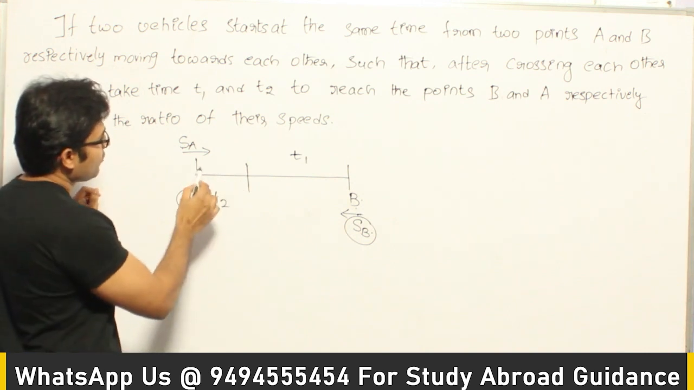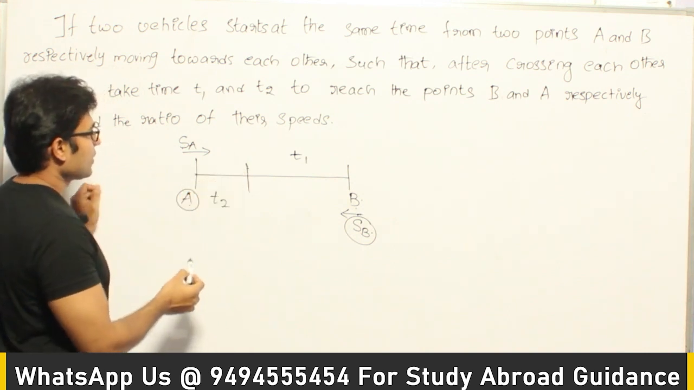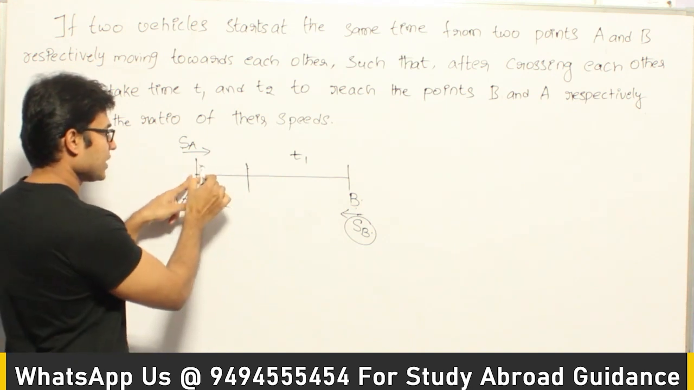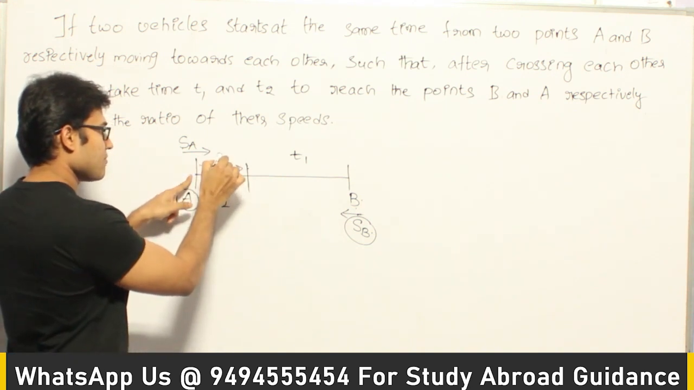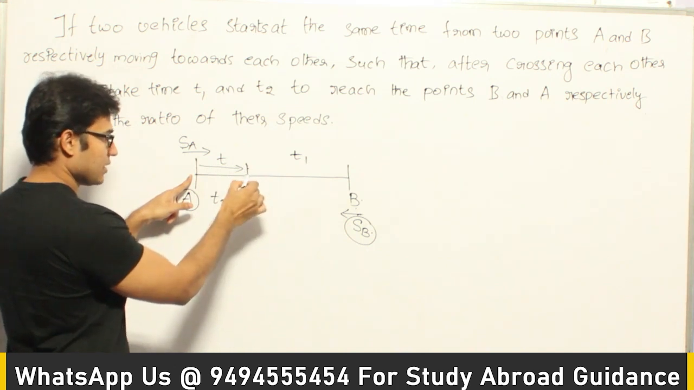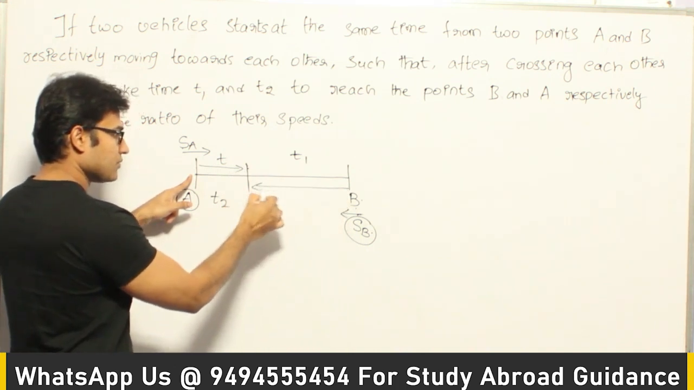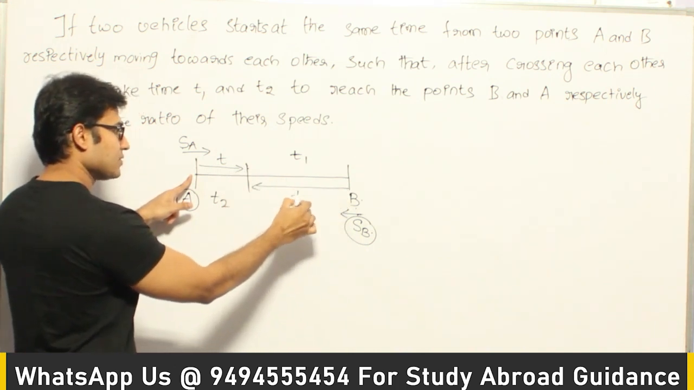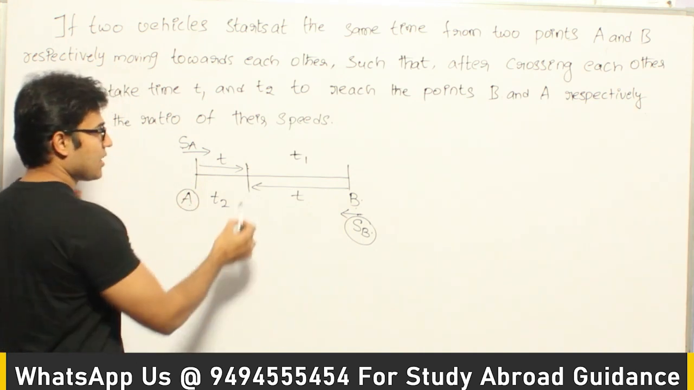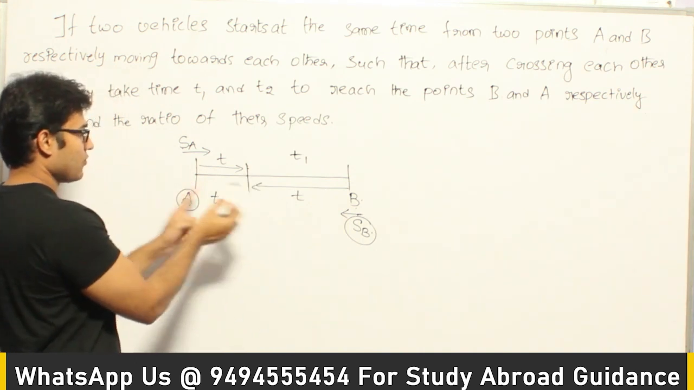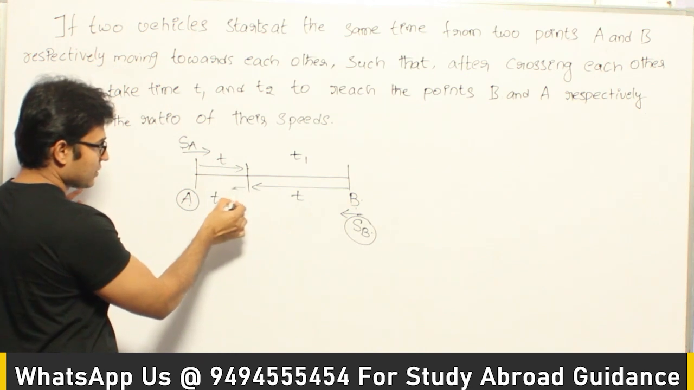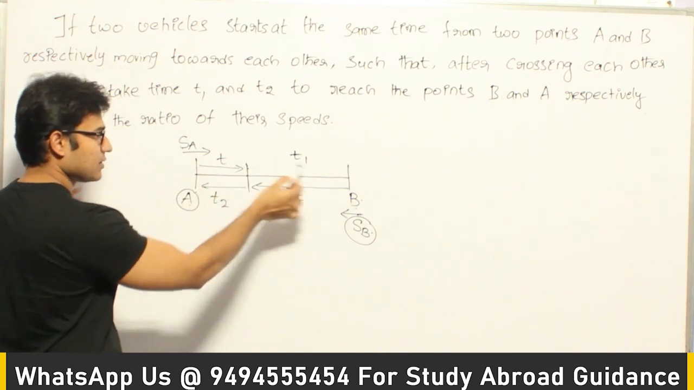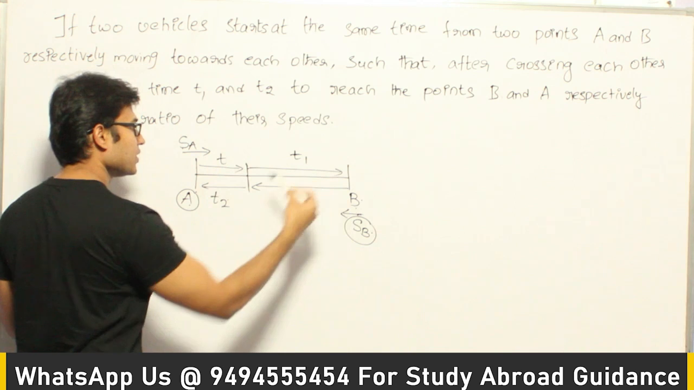Then what happens, from here to here this vehicle would have traveled for t seconds and then met that vehicle, and from here to here this vehicle would have traveled for t units of time and met this vehicle. After that this vehicle has taken t2 seconds to go there, and this vehicle has taken t1 seconds to go there, right?